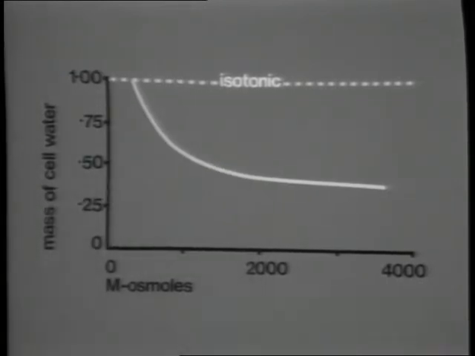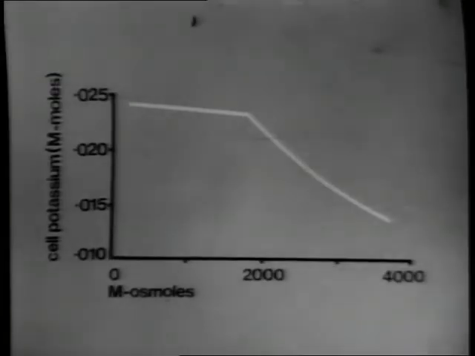Now, what effect does this shrinkage have upon the cells? Well, there are many effects. One of them is that the cell membranes change their permeability characteristics. Here we see what happens to cell potassium in red cells suspended in sodium chloride solutions of increasing strength. And you can see at around about 1800 milliosmoles, the point where the minimum cell volume is reached, there is a loss of intracellular potassium.